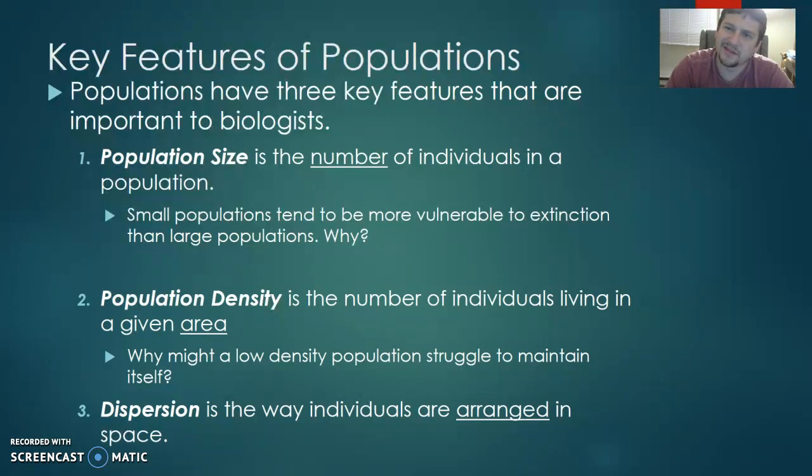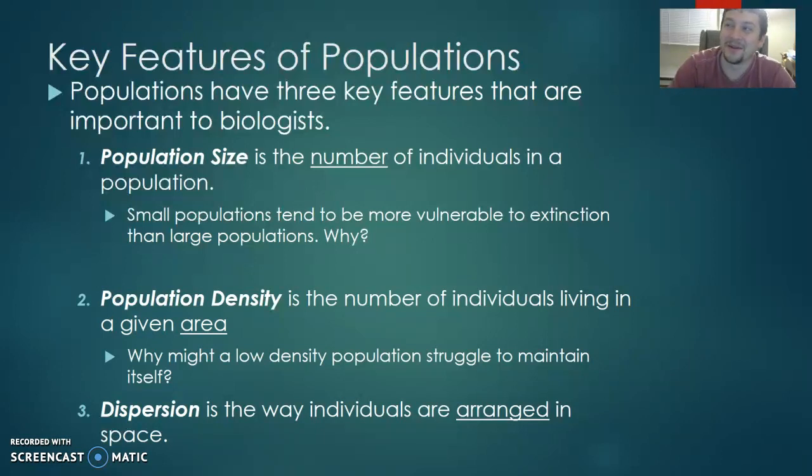But in addition, low density also has some challenges. With low density, it's difficult for animals to find mates. So animals that are really spread out typically have trouble finding mates, and that makes it a little more difficult for them too.